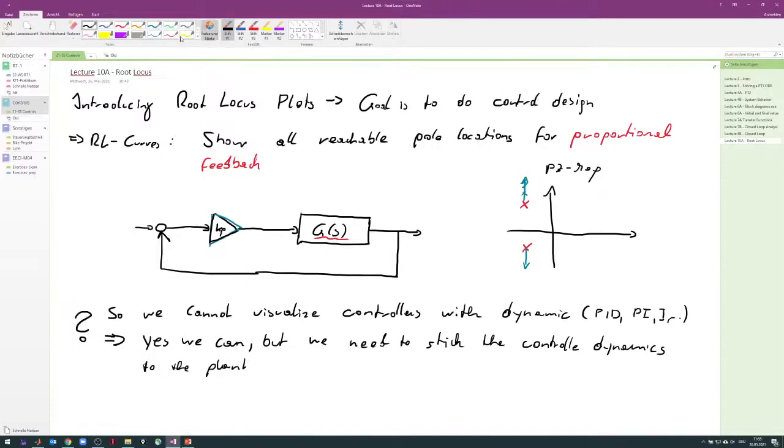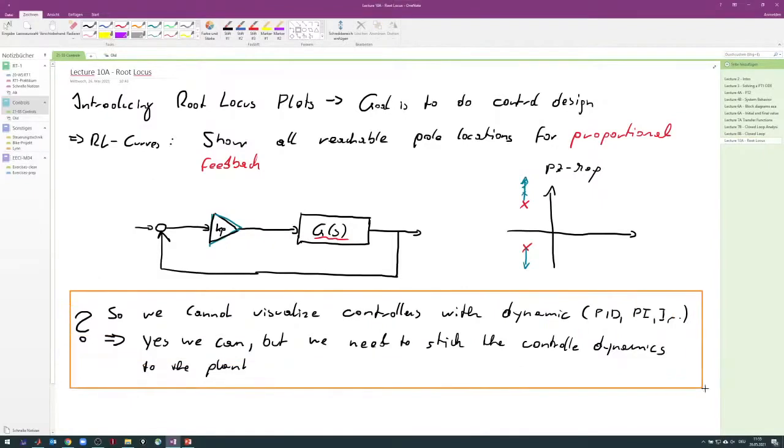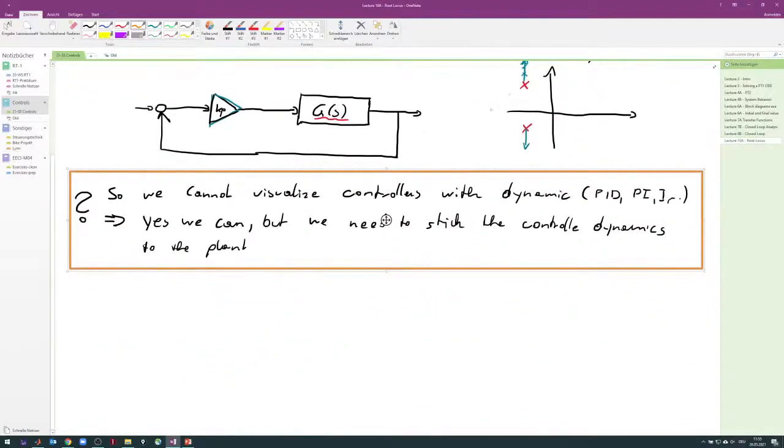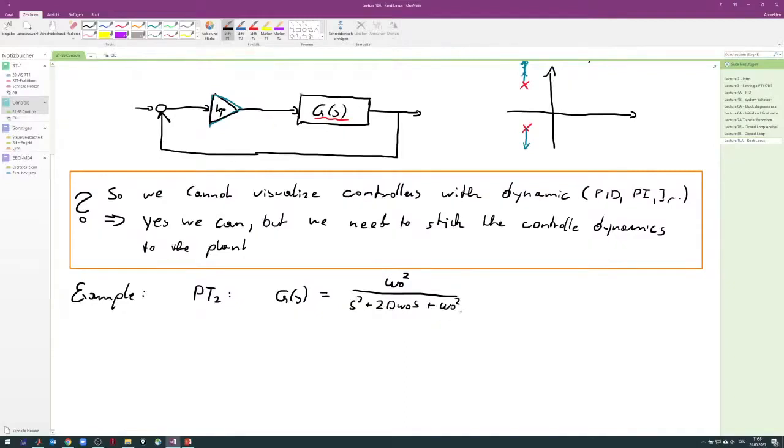Okay, let's change color this way. Okay, so let's take this PT2 system here. Let's do an example. I think it's easier than explaining in general. Let's say we have a PT2 system which has a transfer function something like k omega 0 squared over s squared plus 2d omega 0 s plus omega 0 squared. So a classical PT2 system, right?